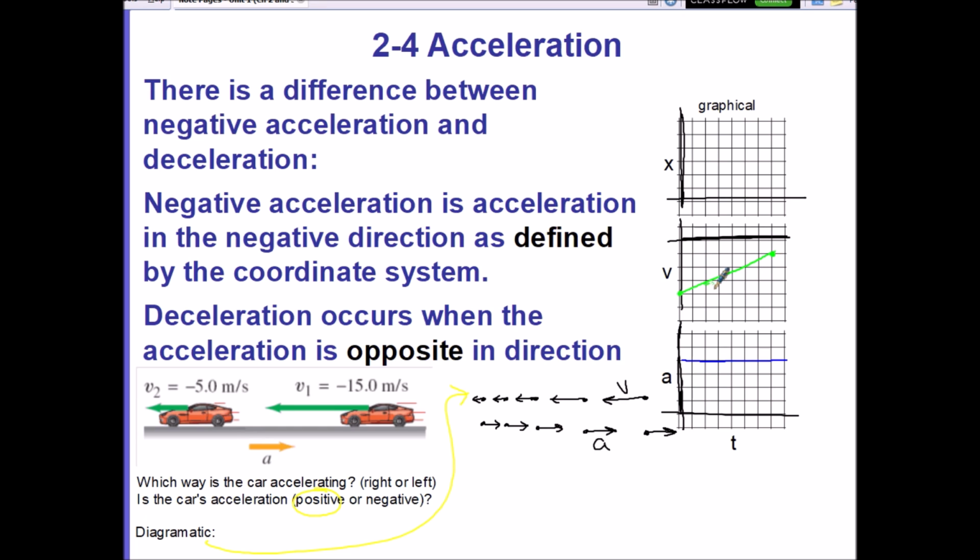Again, slope connection. Negative velocity, but you notice a positive rate of change in that velocity. That slope is still shown here as a positive value.